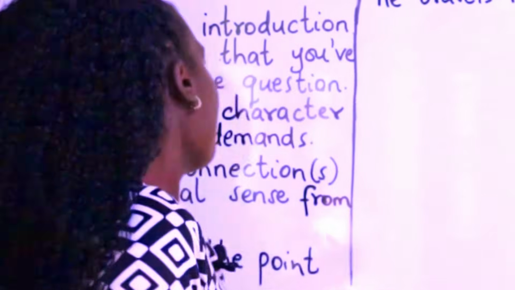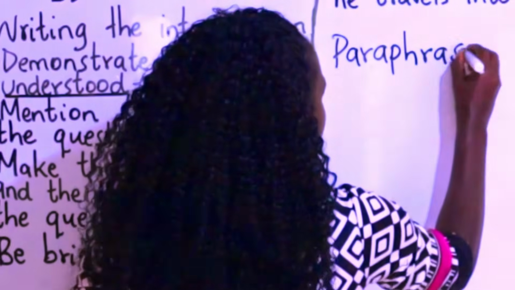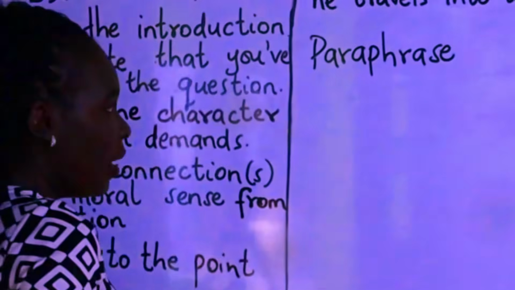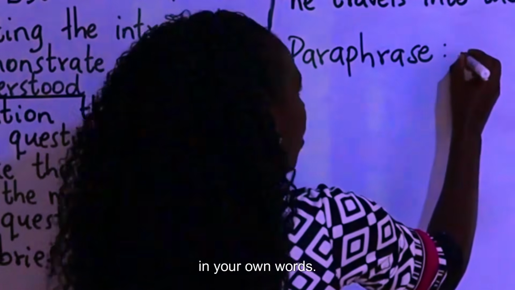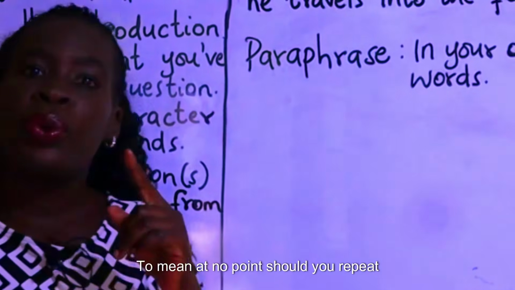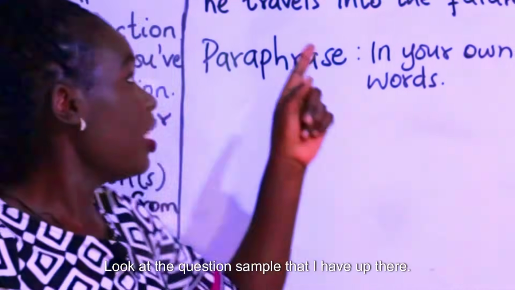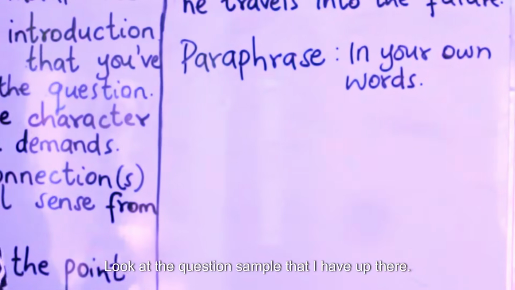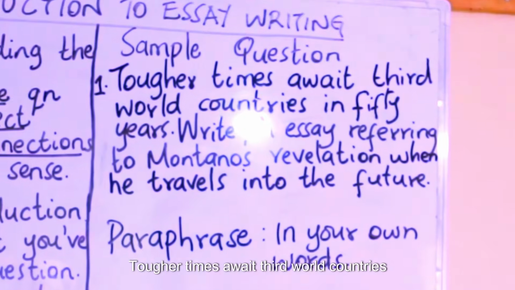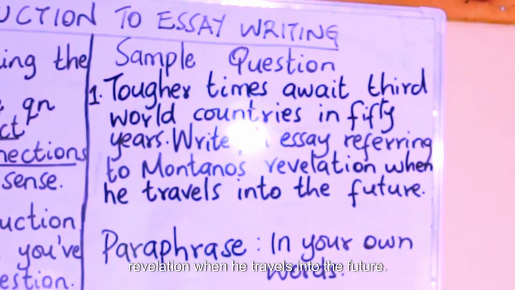What you need? A paraphrase. You will never go wrong with a paraphrase. Paraphrase means in your own words. To mean, at no point should you repeat the key words from the question. Look at the question sample that I have up there. Tougher times await third world countries in 50 years. Write an essay referring to Montano's revelation when he travels into the future.